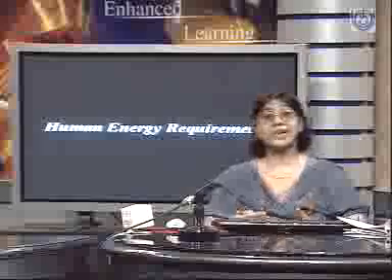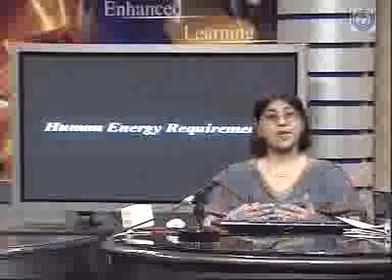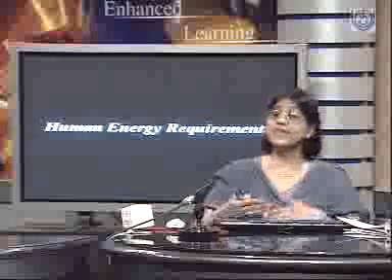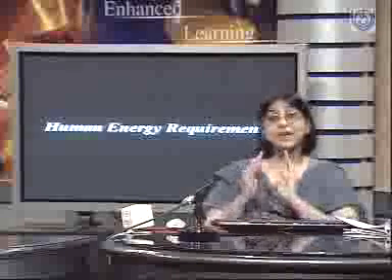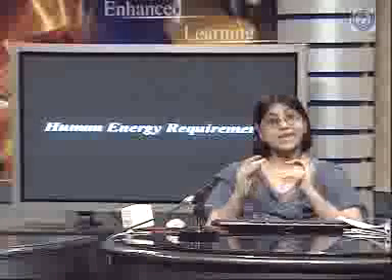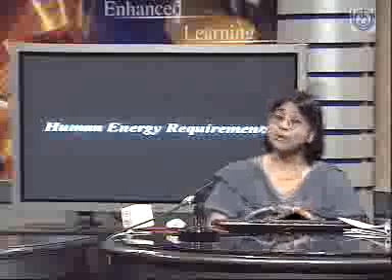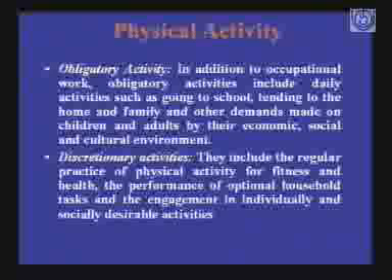The voluntary activities, like walking or doing your work or performing the activities which one would take up while performing the job, all come under the physical activities or the voluntary activities, and these are further divided into obligatory activities and discretionary activities. What are these? If you look at the monitor, in addition to occupational work, obligatory activities include daily activities such as going to school, tending to the home and family, and other demands made on children and adults by their economic, social and cultural environment. These are your obligatory activities.